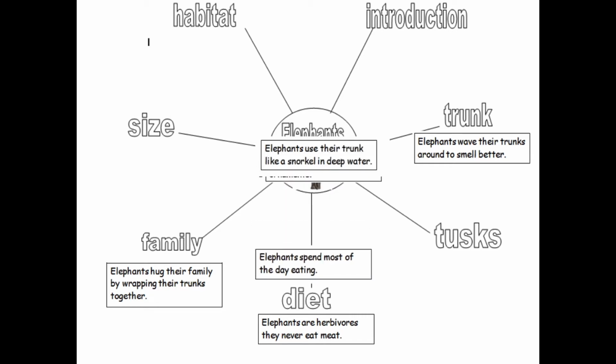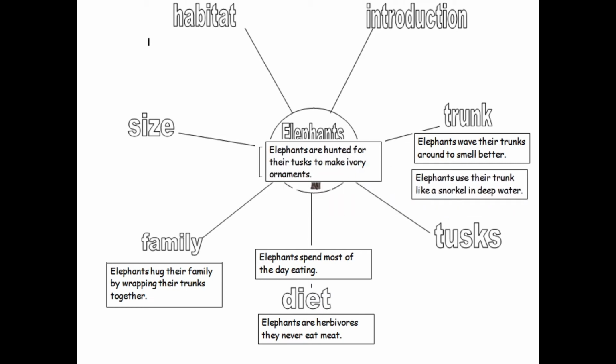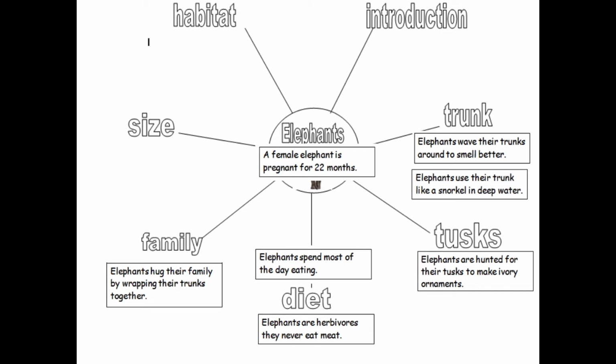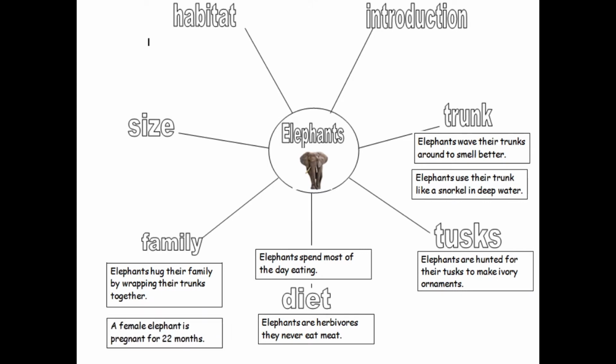Elephants use their trunk like a snorkel in deep water. So that would go under trunk. Elephants are hunted for their tusks to make ivory ornaments. That's about the tusks. A female elephant is pregnant for 22 months. So that's really about family, isn't it? So yours will be similar. They might not be exactly the same as those. So if you've got your sheets, now your job is to cut and stick them in the right place. If you haven't, you can go on to thinking about starting writing your report.